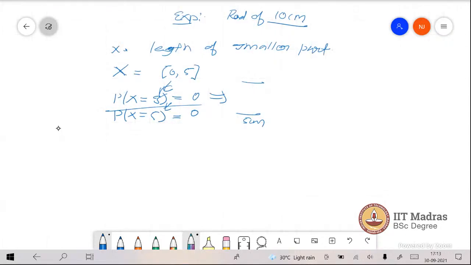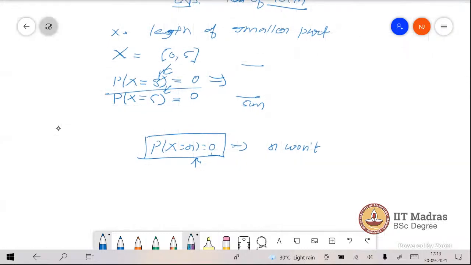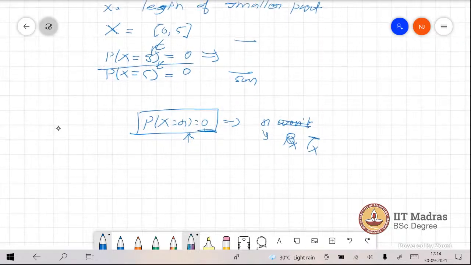In the case of discrete, if the probability that x equals some point is 0, then it means that x won't occur. That is the interpretation we take, right? If the probability for some point is 0, it means that point won't occur. But in the case of continuous, it doesn't mean that. It can occur. It can be in the range of x, R_X, but probability is always 0.